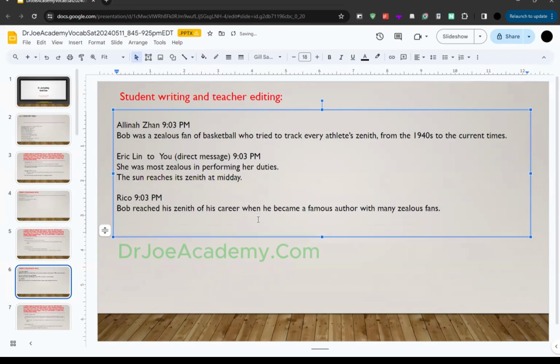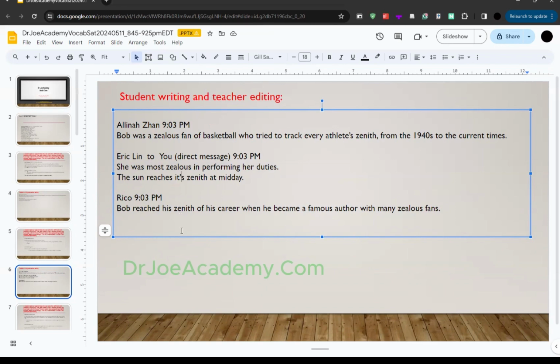She was most zealous in performing her duties. The sun reaches its zenith at midday. Great job, Eric. So again, this is a great sentence or great sentences that you've written for the two vocab words, and you've used them both correctly as well. And these are very well written sentences, so great job.